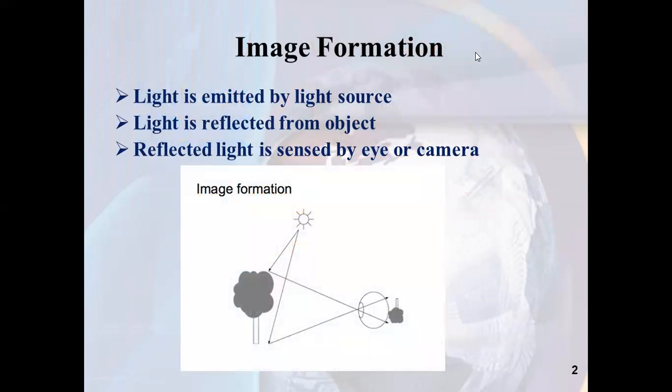So image formation, as you know: we have a light that is emitted by any light source, sun, LED, lamps, etc. The light is reflected from the objects. This is the sun. The light is reflected from the trees, and the reflected light is sensed by the eye or camera. So in general, the eye sees the reflected light from the object.